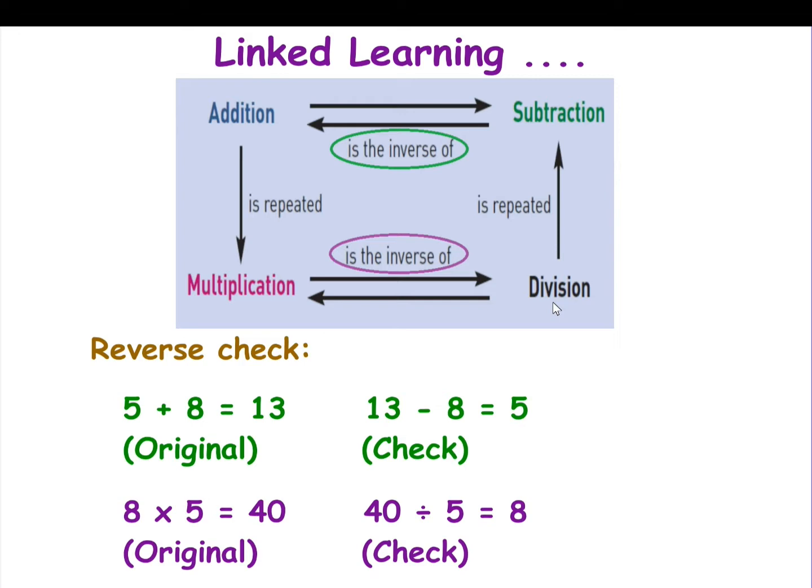So in the video that we did before, we would have had 8 times 5 equals 40 as our original calculation, and then we reversed it by putting the answer as the first number, so 40. Then we reversed the function, so the multiply became a divide, and then the 5 stayed where it was, equals 8, where this number became the answer. And this works exactly the same way for addition and subtraction. So if we had 5 plus 8 equals 13 as our original calculation, then our check could be 13 minus 8 equals 5. So our answer became our first number, and we reversed the function here from addition to subtraction.